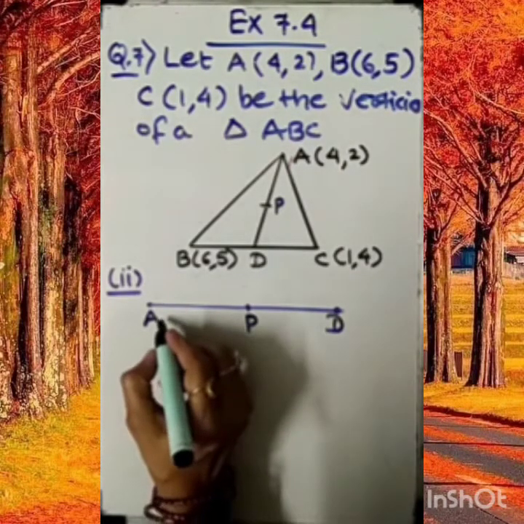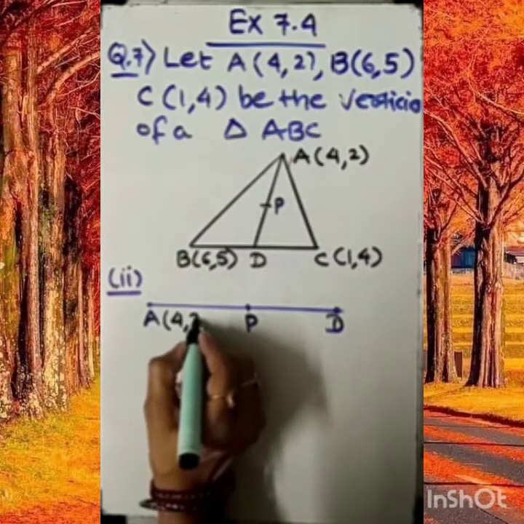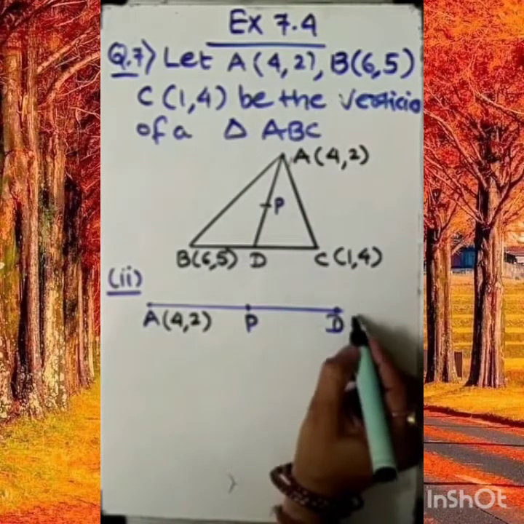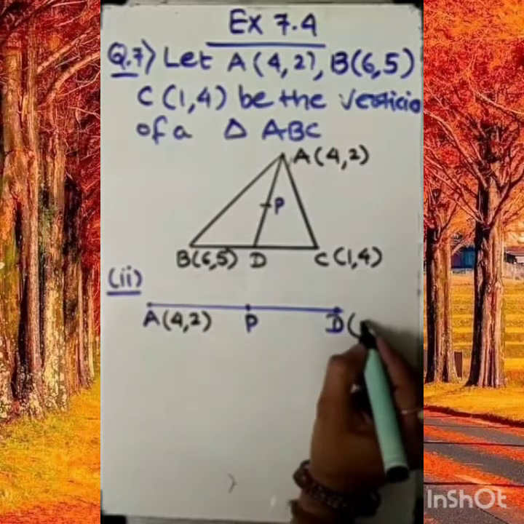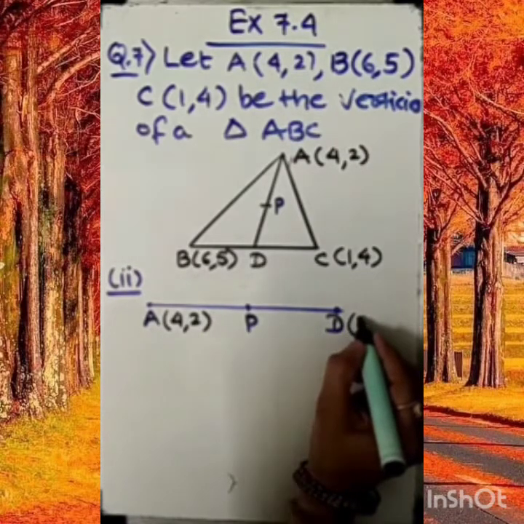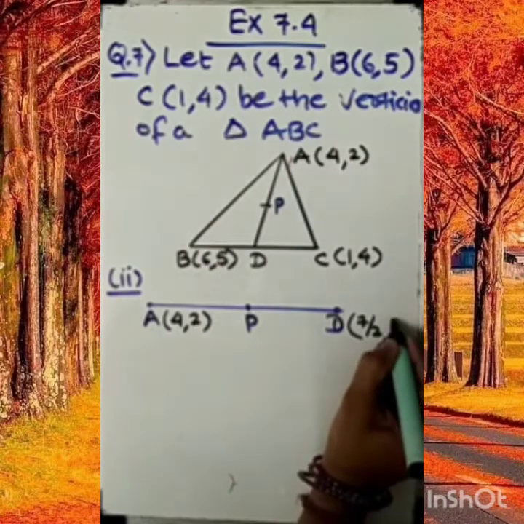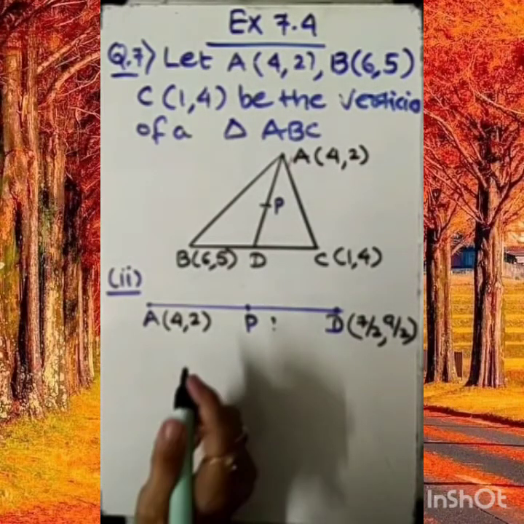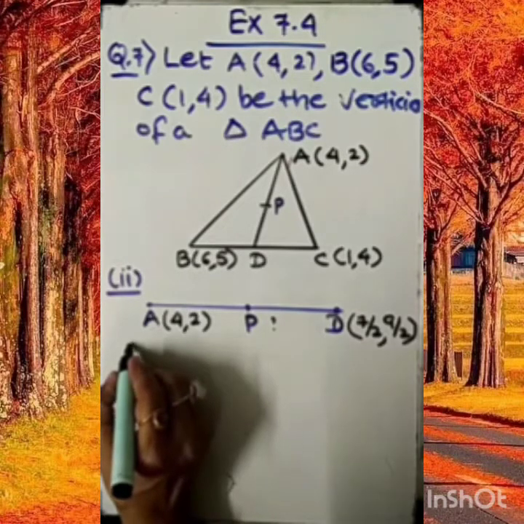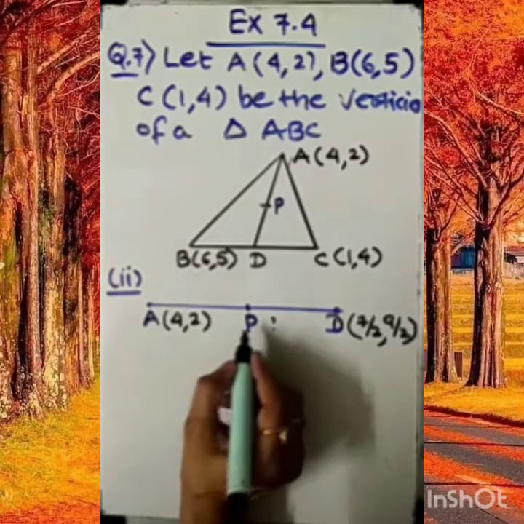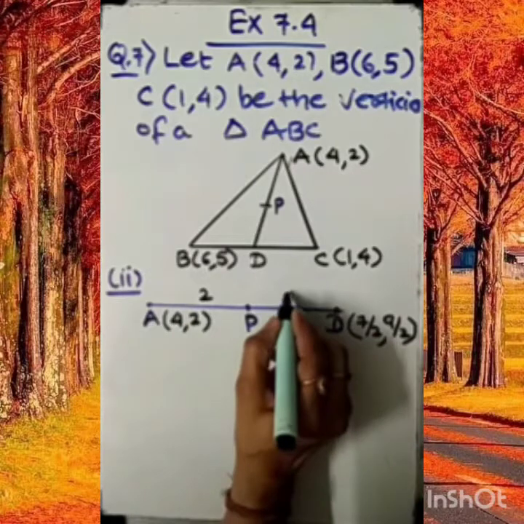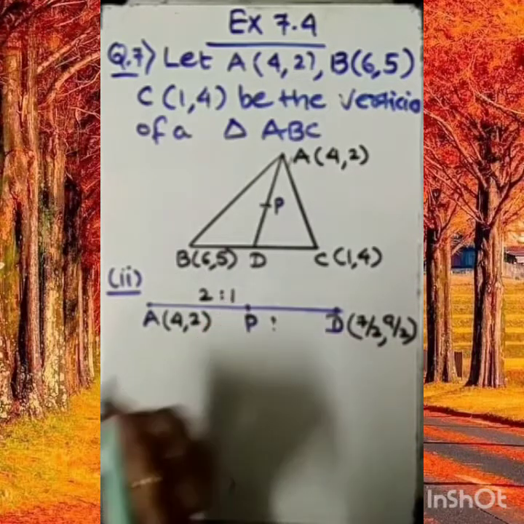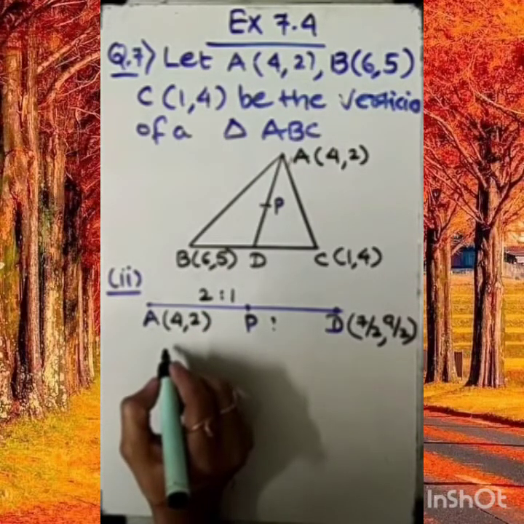What are the coordinates of A? That is already with us, 4, 2. What are the coordinates of D? We already found in the first result: 7 by 2, 9 by 2. We want to find the coordinates of P. Very simple, very easy. Here we need to apply the section formula to find the coordinates of P, because we are given they are in 2:1 ratio. So let's begin.